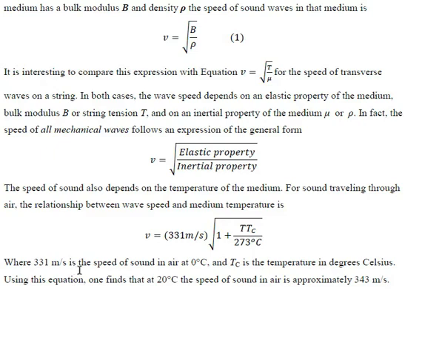Where 331 meter per second is the speed of sound at 0 degree centigrade, and Tc is the temperature in degrees Celsius. This is not a double T. It is a single T with a subscript C, which means the temperature in degrees centigrade.